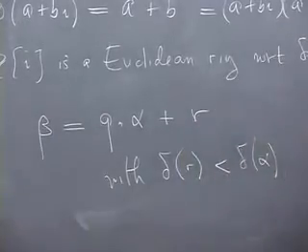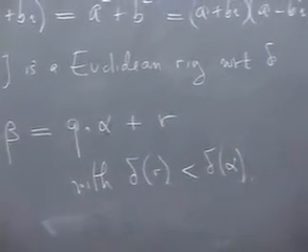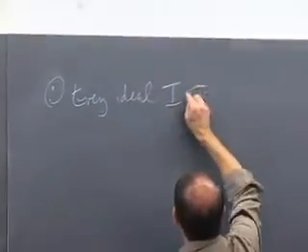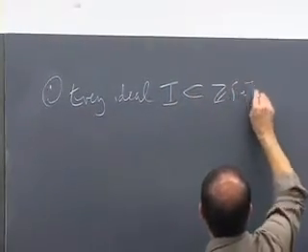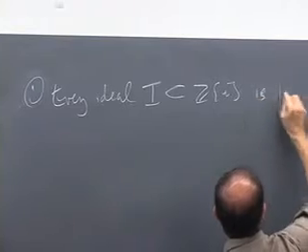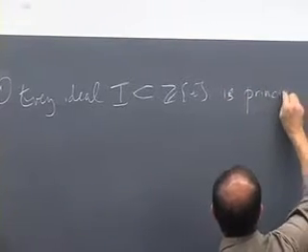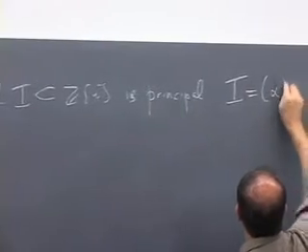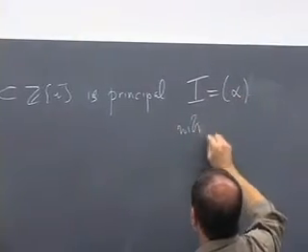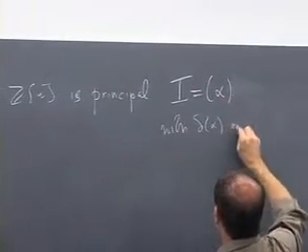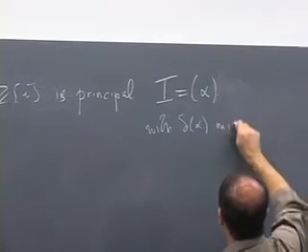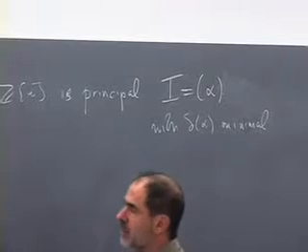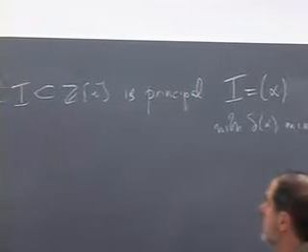For example, the first consequence was that every ideal I in Z[i] is principal, so generated by a Gaussian integer with delta of alpha minimal. So you take the element in the ideal with the smallest value of delta that generates the ideal.